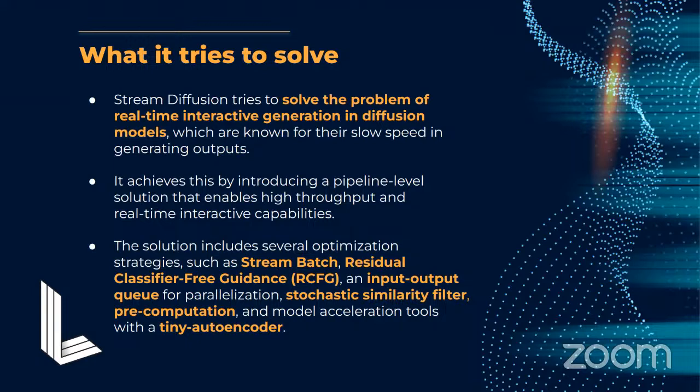And how did they achieve this? They achieved it through certain tools and technology that they implemented. Some of the tools are Stream Batch, Residual Classifier-Free Guidance, or RCFG, which is based on the CFG model, and the input and output queue for parallelization. Then Stochastic Similarity Filter, SSF. Then you also have pre-computation. Then they also did some model acceleration, with what tool? They used Tiny AutoEncoder to do that. Let's get to it.